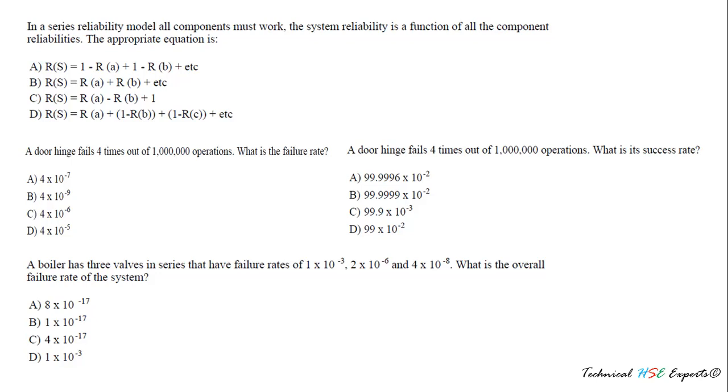Success rate means 1 minus that, yeah, you can do that, or else identify the number of successes: 999,996 is the number of successes divided by 1 million. Am I right? Then you will end up with your answer. It will be option A.